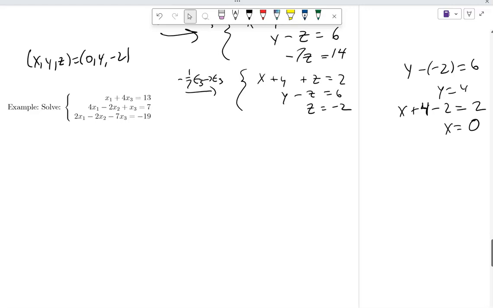We've got x1 plus 4x3 equals 13. 4x1 minus 2x2 plus x3 equals 7. 2x1 minus 2x2 minus 7x3 equals negative 19. All right, so again, we're trying to be very algorithmic about this, right? Get a 1 for your coefficient as far left as you can in the first equation, then get 0 coefficients below that.